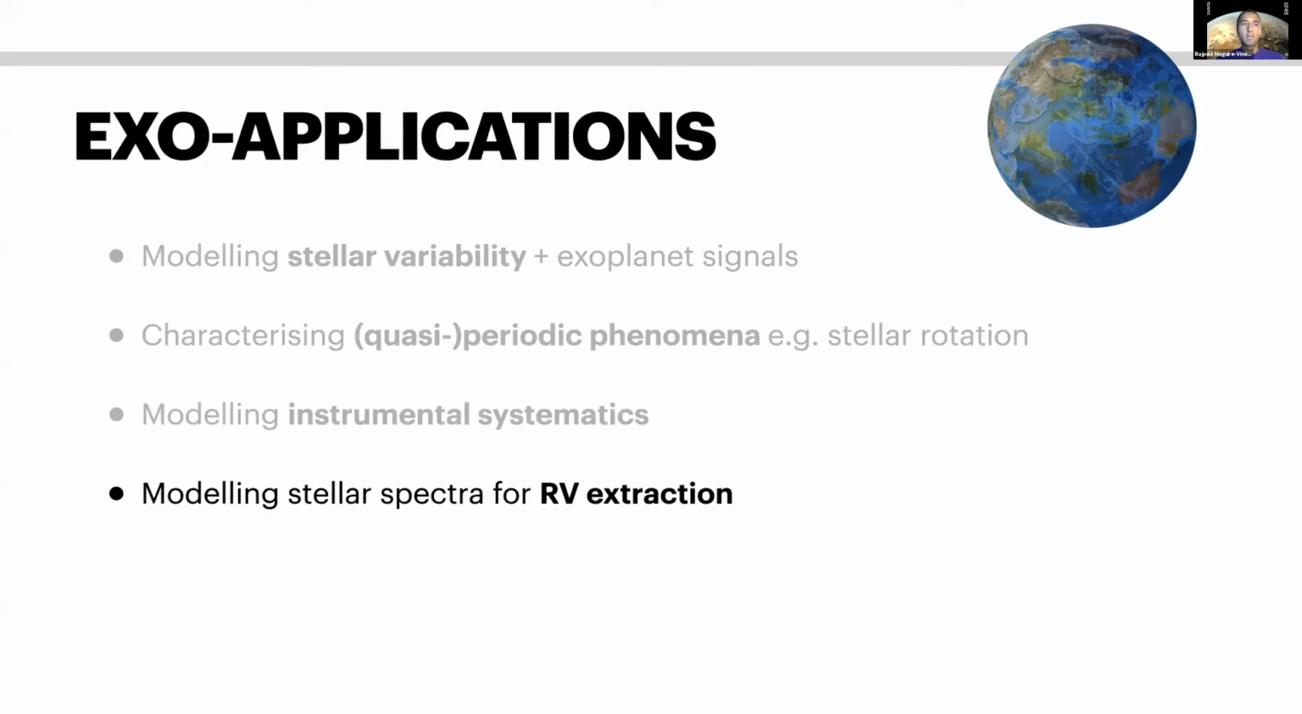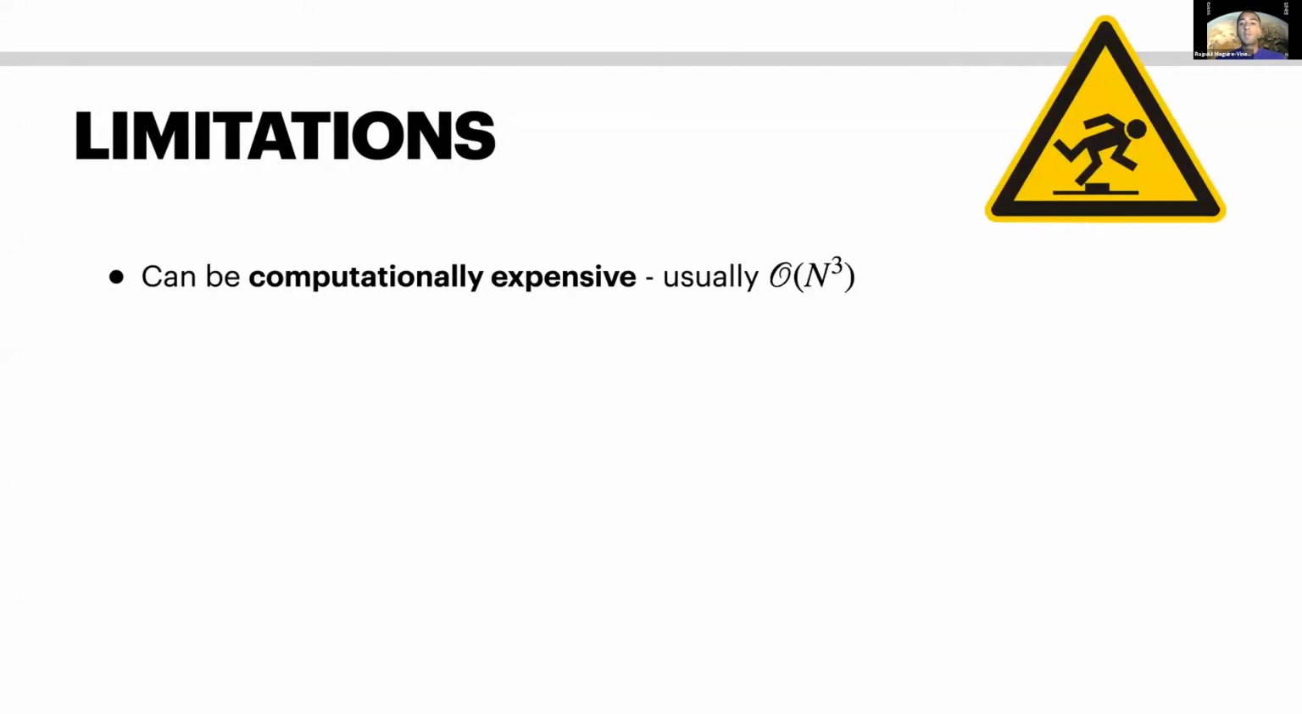I discussed also in my pre-recorded talk how GPs can be used to model stellar spectra themselves in order to extract RVs. And finally, I discussed how GPs give you a powerful way to take some real data full of noise and gaps and complicated nuisance signals we don't understand, and then make realistic synthetic data with properties that mirror the real data. And then finally, just to round out the picture, I also discussed some of their limitations.